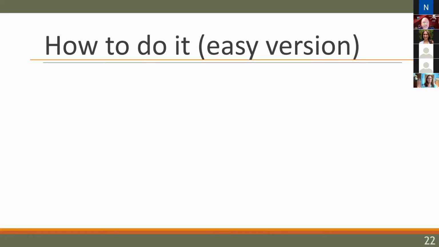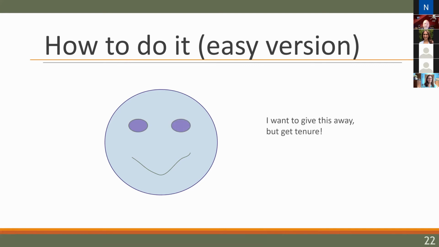So how to do this? First, we're going to do the easy version. I want you to think of something that you made. You could take a piece of paper right now and draw a smiley face. I struggled with the freehand smile there. Add some eyes. Be like, I want to give this away, but I also want to get tenure.